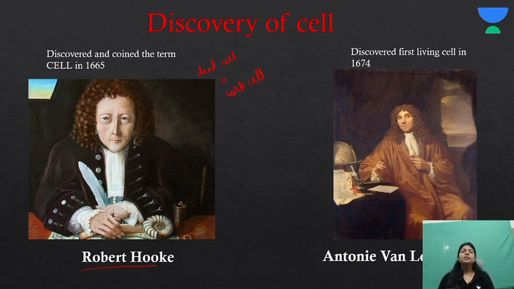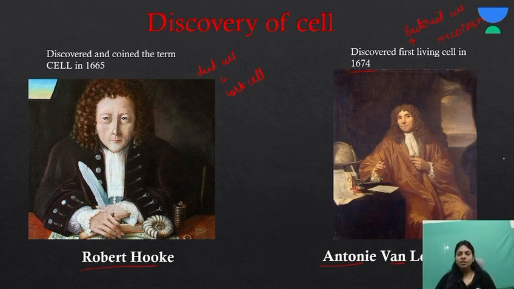After the discovery of this cell came the next scientist, who discovered the first living cell in the year 1674. He was Antony van Leeuwenhoek. The living cell that he discovered was a bacterial cell, and this bacterial cell was the mycoplasma. You must have heard that mycoplasma is the smallest cell. So he was the first to discover them.